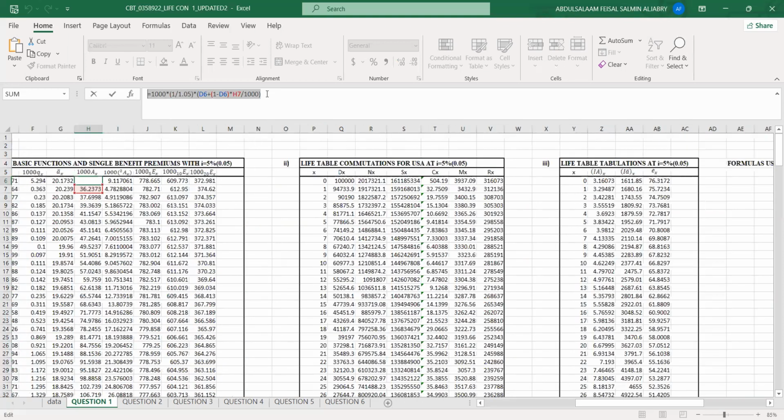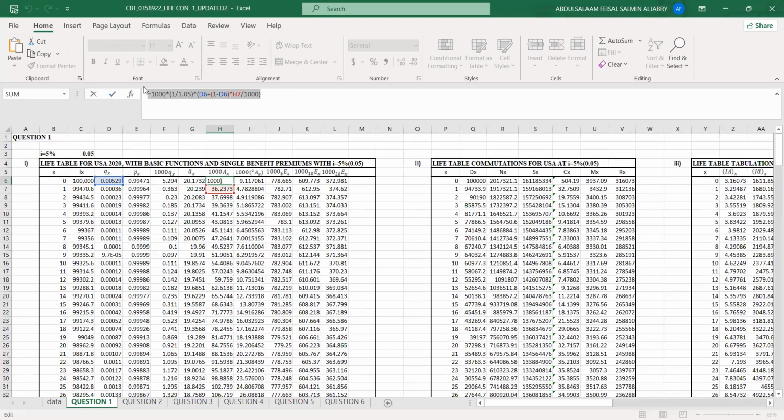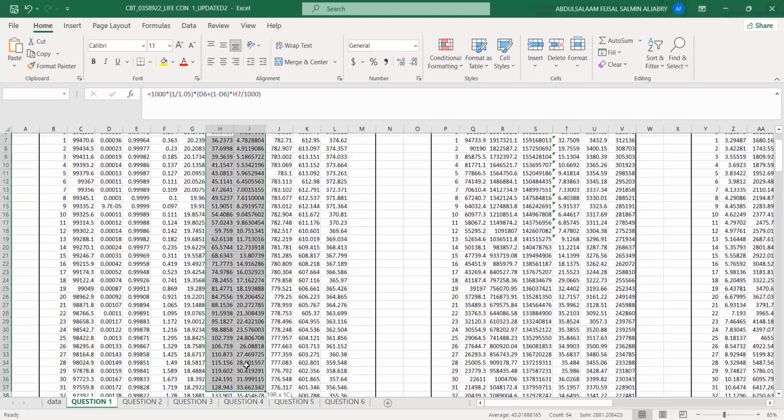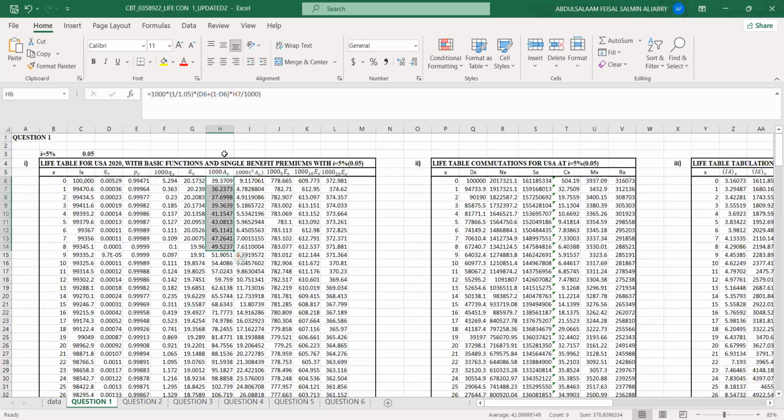Referring to that formula, I used 1000 multiplied by 1 over 1.05, which is 1 plus i, multiplied by qx, plus 1 minus qx multiplied by H7, which is the cell below, the Ax+1. Okay, I got this one, divided by 1000 because it's 1000 Ax, and I only need Ax. After that, I just dragged the data all the way to 110 to get all these values.